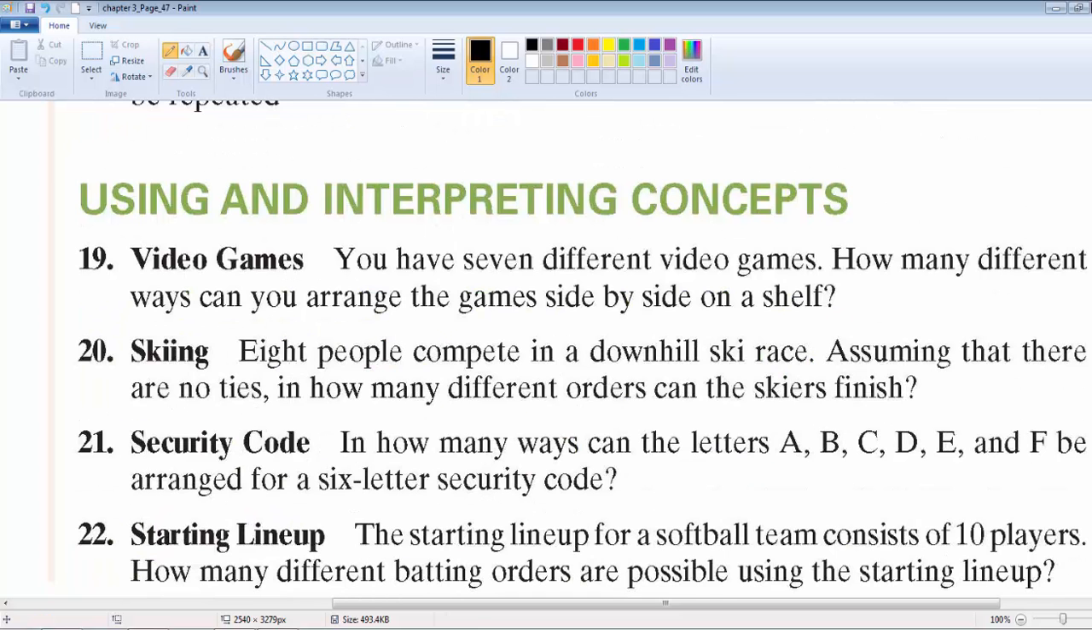Let's go down to these types of problems. 8 people compete in a downhill ski race. Assume that there are no ties. In how many different orders can the skiers finish? Well, we can recognize this is 8 factorial because order matters, and there are 8 members in there. In how many ways can the letters A, B, C, D, E, and F be arranged to form a 6-letter security code? Security codes have to be entered in a certain order. There are 6 items here, so this again would be 6 factorial.